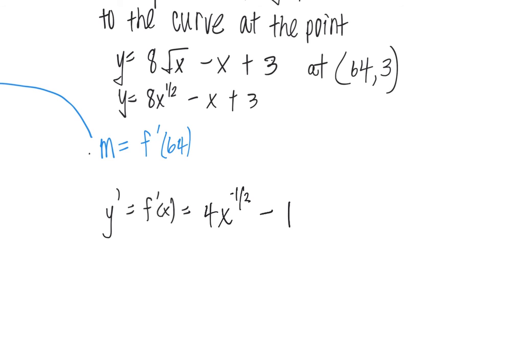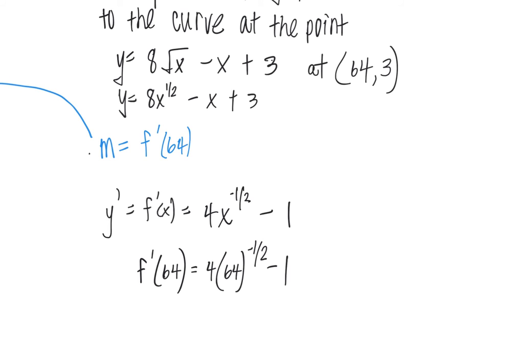Now, if the question said to just write the derivative, I would call this 4 over the square root of x minus 1. But it doesn't even ask you to take the derivative or type in the derivative. We're needing the slope. So we're going to use the derivative, and I'm just going to leave it in that form. And now I'm going to find f prime of 64, which is 4 times 64 to the negative 1/2 power minus 1.